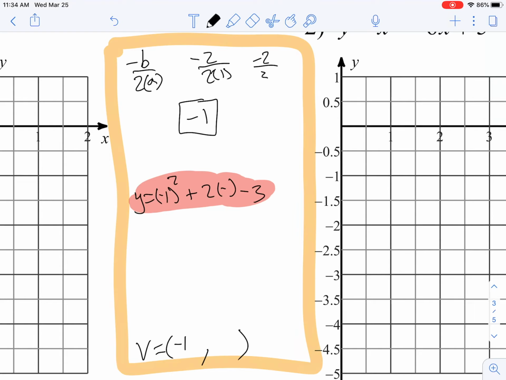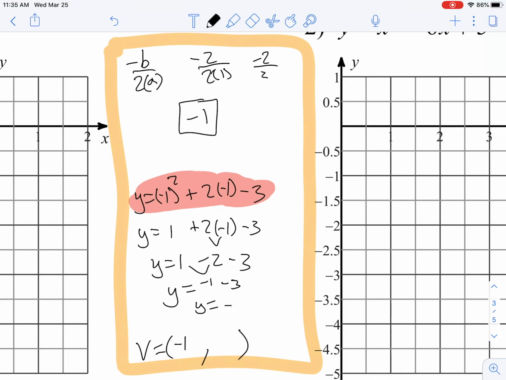This is everything we worked on in 14.1. So we have y equals negative 1 to the second power, which is a positive 1. I'm going through the order of operations. Now I'm going to multiply. So 2 times negative 1 is negative 2. So y equals 1 minus 2 minus 3. And then I'm putting these together. So 1 minus 2 is negative 1. Minus 3 is negative 4. So when we plug in a negative 1, we get out a negative 4.